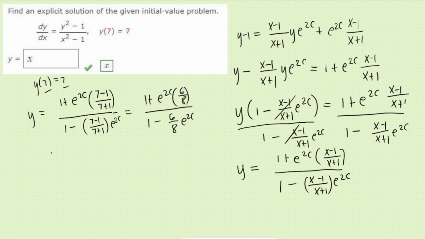Okay, so if x is 7, then y is 7 too. So we should plug that in here: 6 over 8 all over 1 minus 6 over 8 e to the 2c. So how do we know the value of c? What's the value of c?